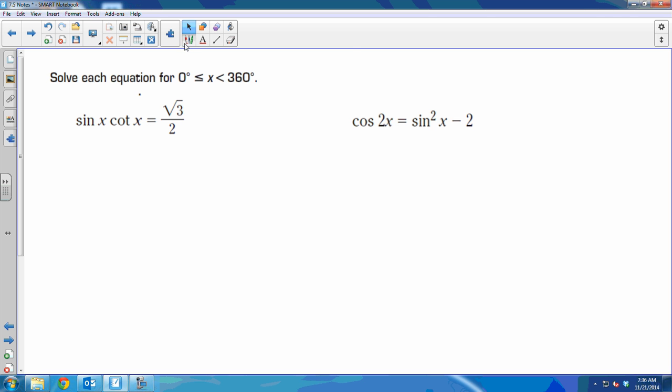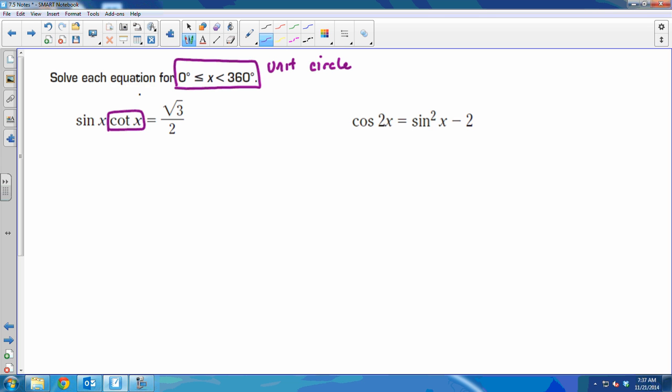So the first one, it says to solve each equation for 0 to 360. So that means we need to use the unit circle. Okay, so you should have your unit circle out. And so on the first one, it says sine x times cotangent x. Well, I can't divide something to make that easier, but we can rewrite things. So cotangent x is, of course, equal to cosine x over sine x, just like in learning target 3 and 4. So we can cancel out this sine x, and we get cosine x equals the square root of 3 over 2.